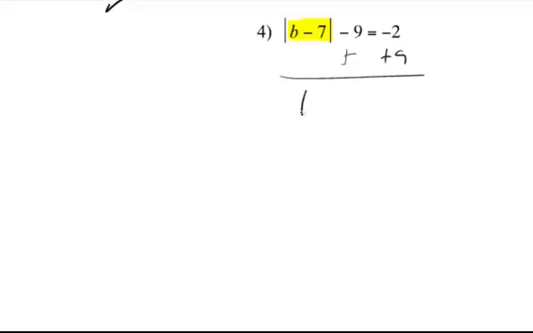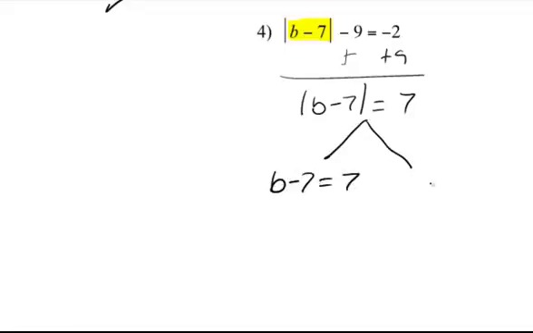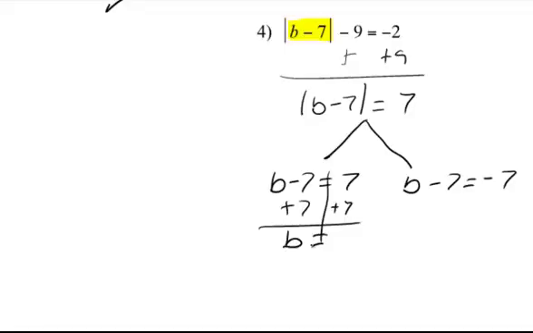So I have the absolute value of b minus 7 is equal to 7. And then I have my absolute value, so I'm going to divide it up into two parts. So this is b minus 7 equals 7, and b minus 7 equals negative 7. Solve both of them, plus 7. b equals 14, that's 7. b equals 0. Let's check it.